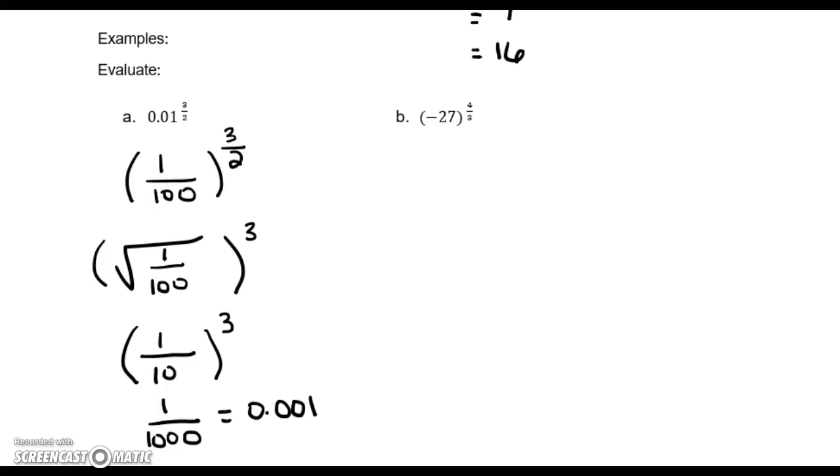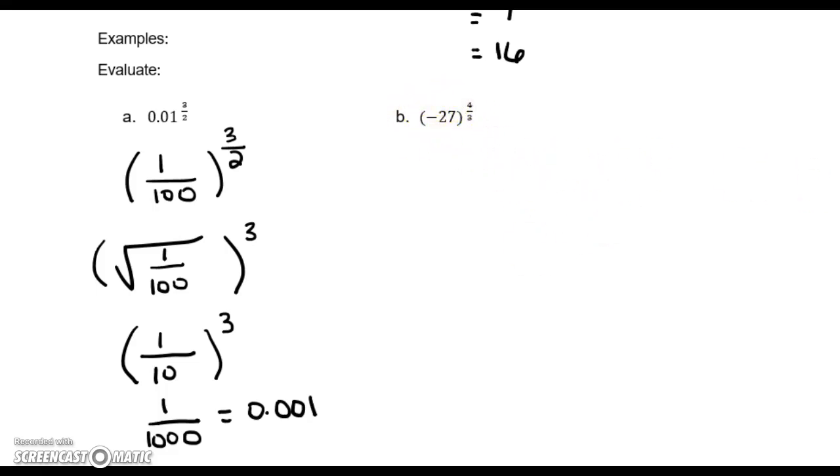So we're going to move on to part B. Here we have negative 27 to the power of 4 over 3. One thing that's important here is that up to this point in your math career, you have only worked with positive numbers. But now we're going to be looking at what happens when we have a negative number.